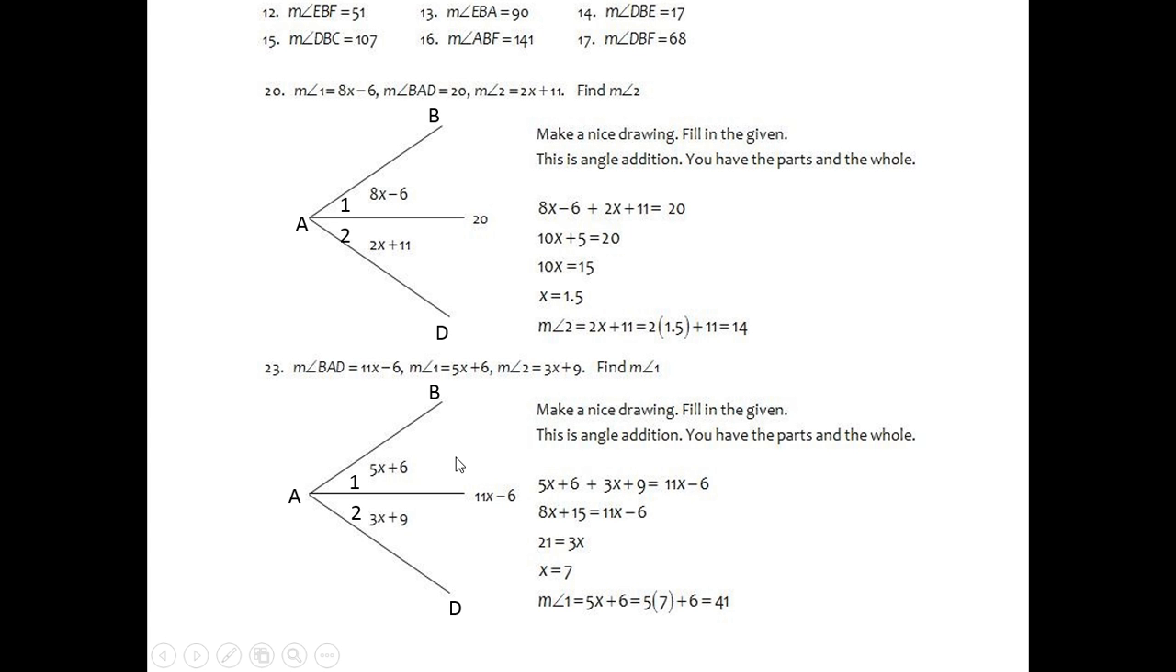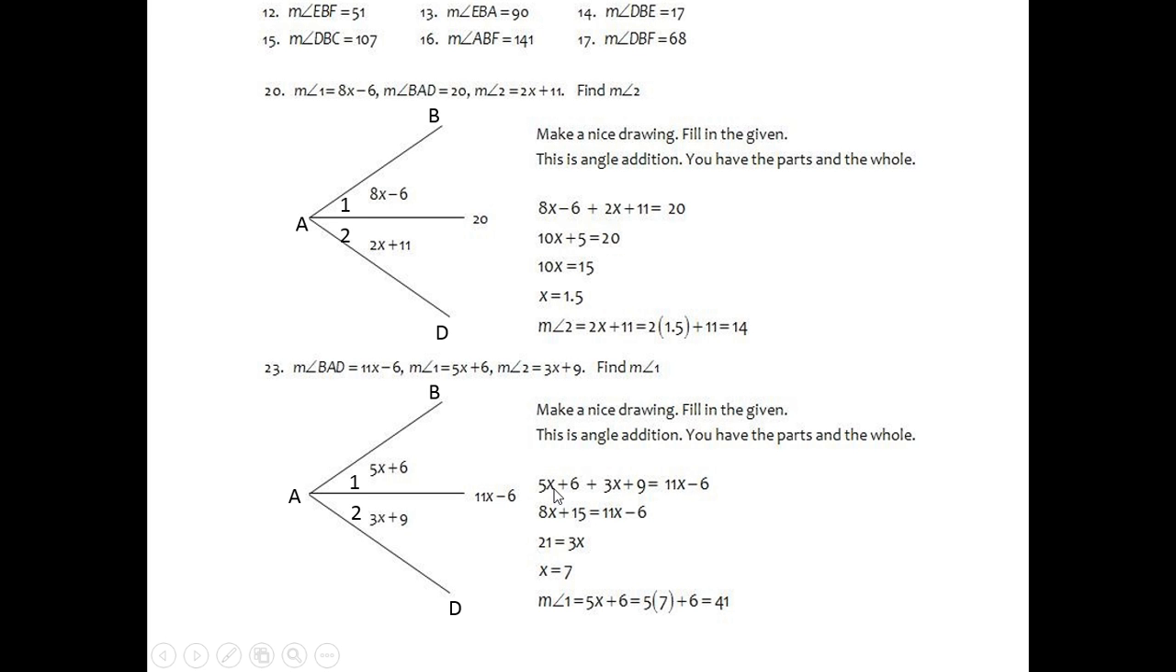Okay? Coming here again, we got angle BAD. BAD is the all-inclusive. I put that out there as 11x minus 6. Angle 1 is 5x plus 6. Angle 2 is 3x plus 9. We're asked to find the measure of angle 1. Again, the statement of angle addition would say angle 1 plus angle 2 is equal to the angle BAD. So 5x plus 6 plus 3x plus 9 equals the entire angle, which is 11x minus 6.